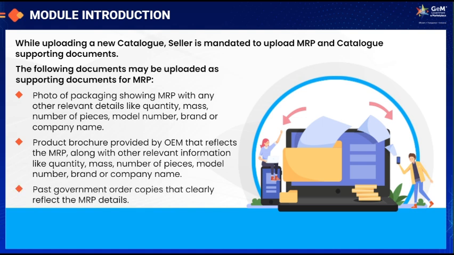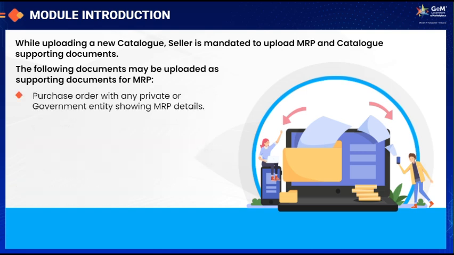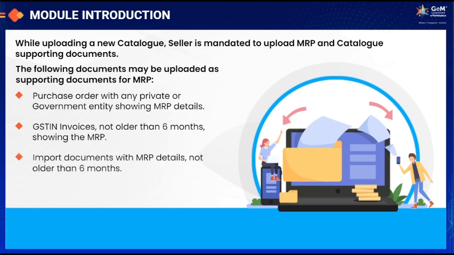Past government order copies that clearly reflect the MRP details. Purchase order with any private or government entity showing MRP details. GSTIN invoices, not older than 6 months, showing the MRP. Import documents with MRP details, not older than 6 months. MRP declaration on OEM letterhead, signed by competent authority.